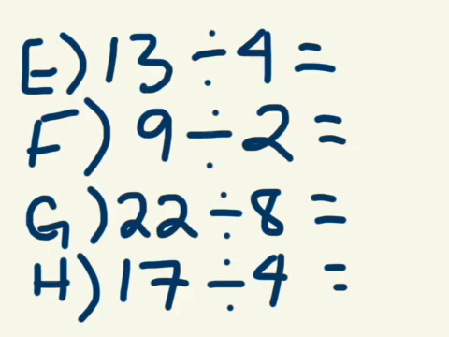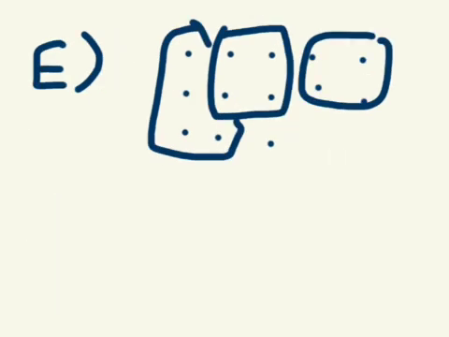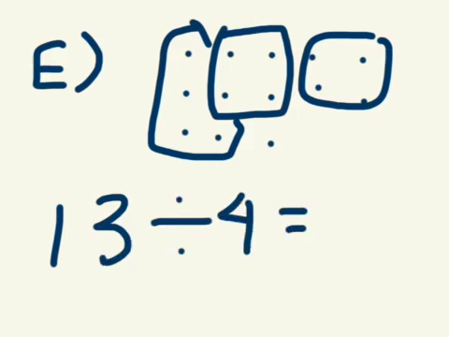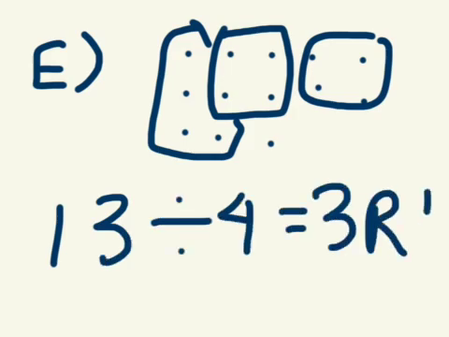So here are your next 4 questions if you would like extra practice. Go ahead and do them right now, but remember to pause the video while they're going on. For the first question, letter E, we have 13 counters and we're putting them into groups of 4. So you can see that we have 3 groups with 1 left over. So our answer to 13 divided by 4 is 3 groups with a remainder of 1.